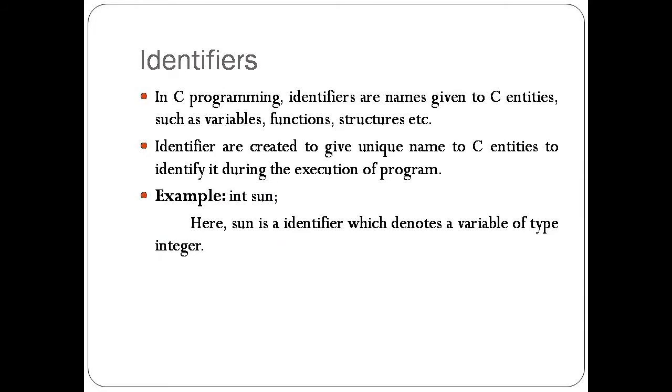In C programming, identifiers are names given to C entities, such as variables, functions, structures, and so on. Identifiers are created to give a unique name to C entities to identify them during the execution of a program. Example: int sum. Here, sum is an identifier which denotes a variable of type integer.